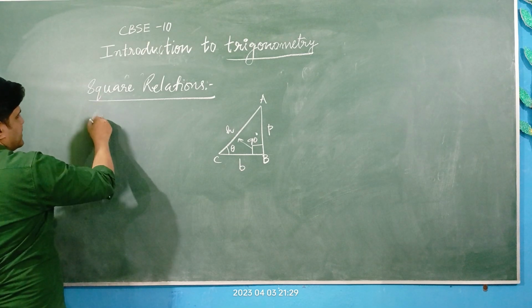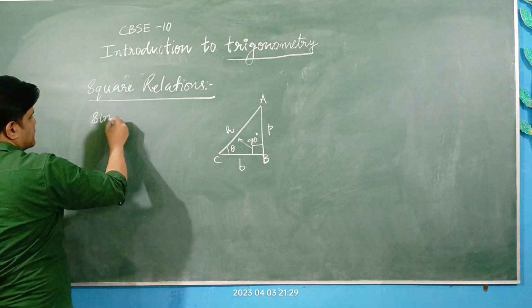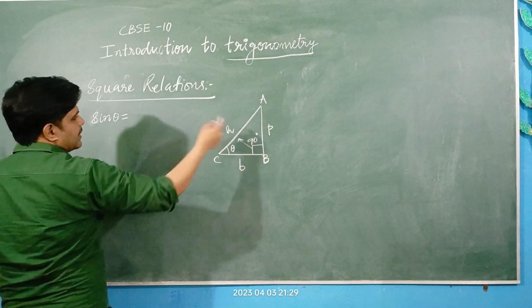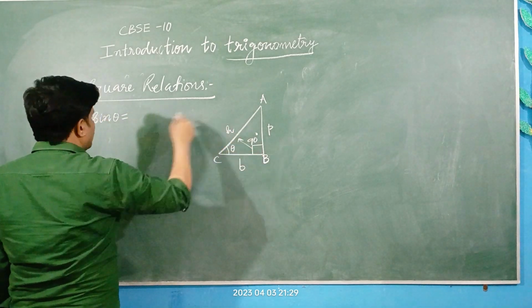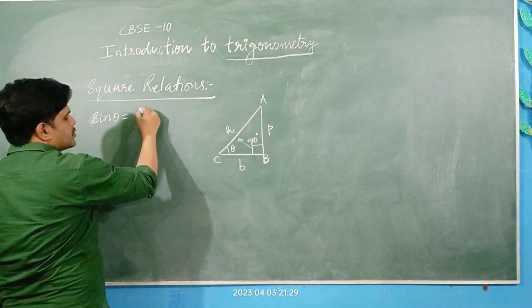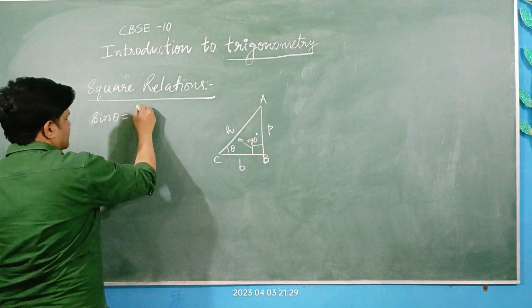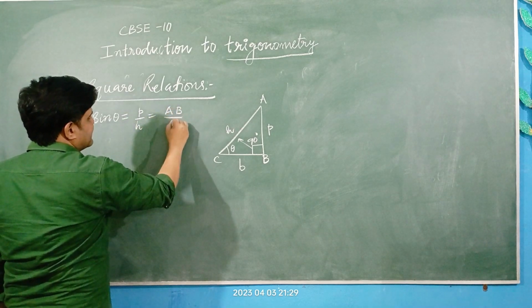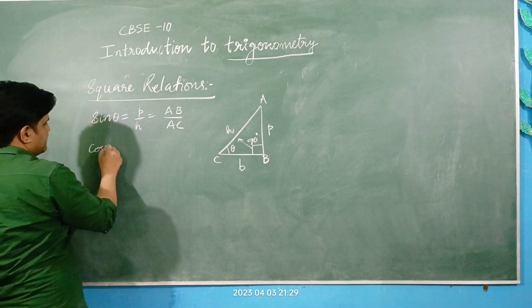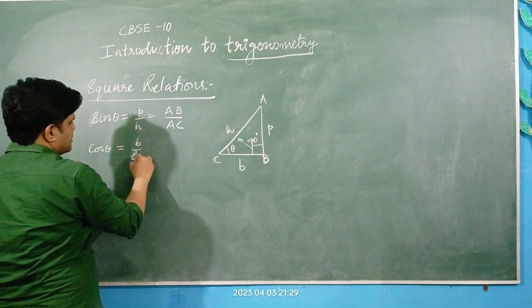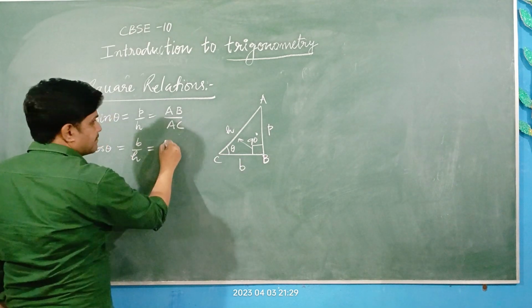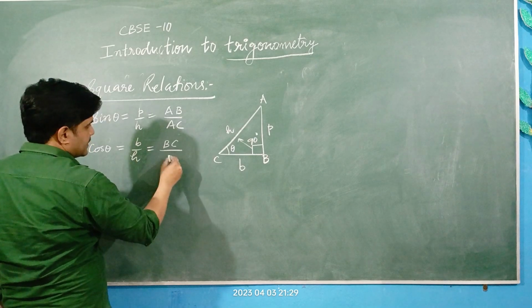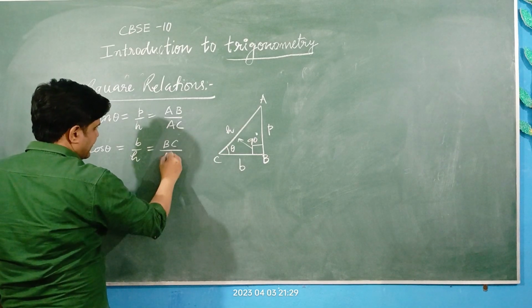Now, in square relation, let's use the trigonometrical ratios first. Sine theta, if we define, we can write in terms of sides as perpendicular upon hypotenuse, so it is P by H. What is the P side? AB. So I can write P by H, or AB upon AC. Cos theta is B by H, or base, that is BC, upon hypotenuse, that is AC.